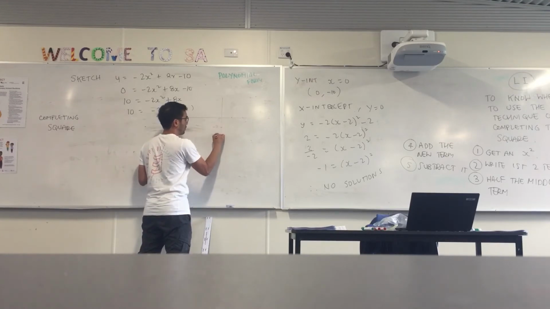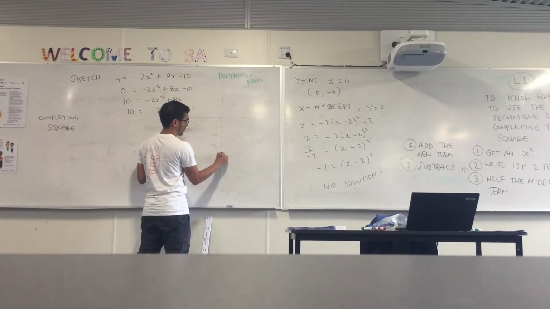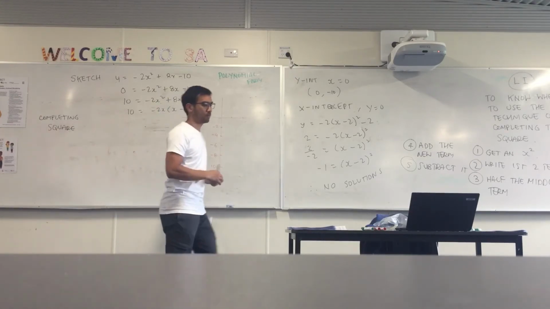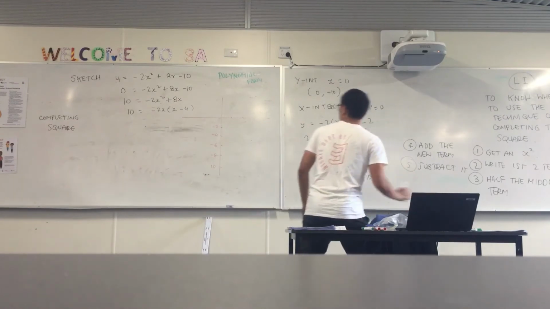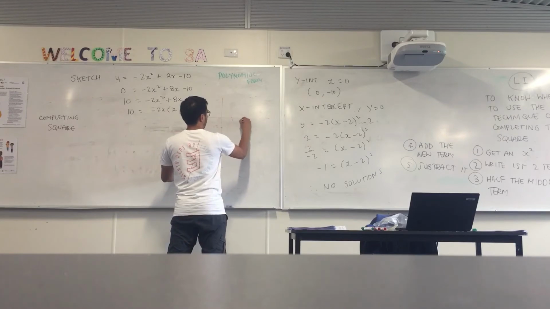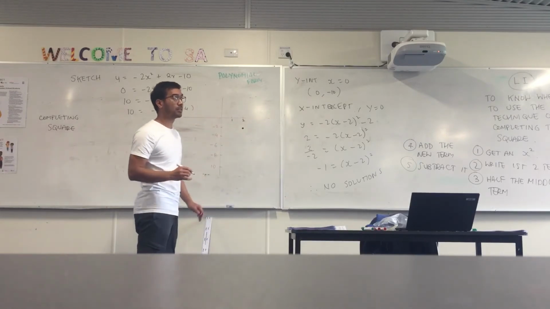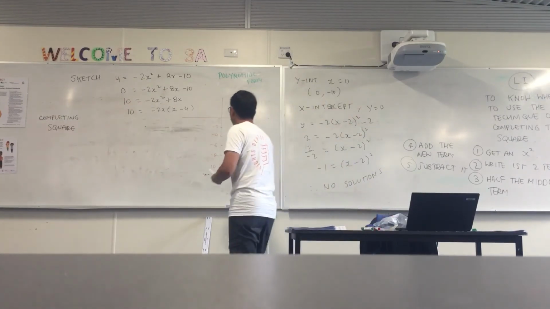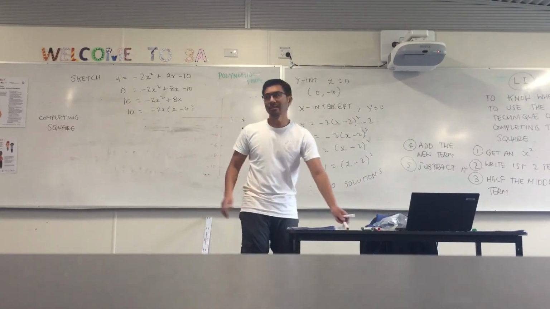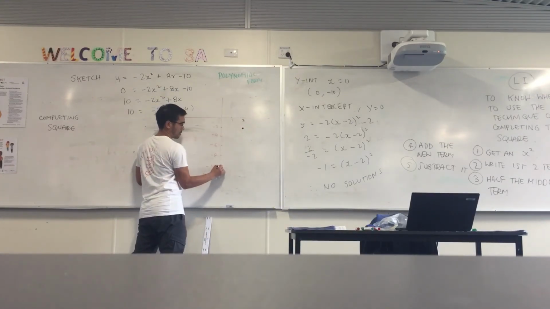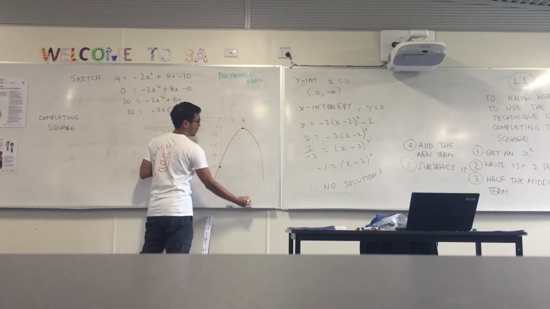Negative 2, negative 4, negative 6, negative 8, negative 10. You have to do it on the right as well. This is 2, negative 2. Did I miss something? Negative 10. Thank you. The 10's not there. Okay, and then here, connect the dots. Easiest part. Done.